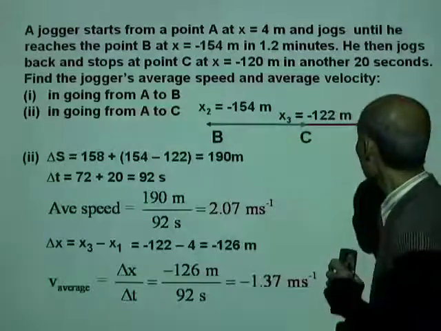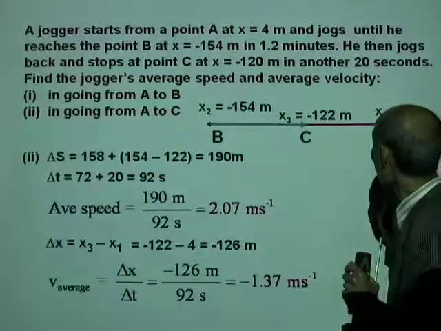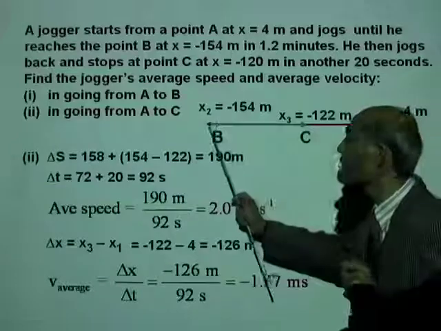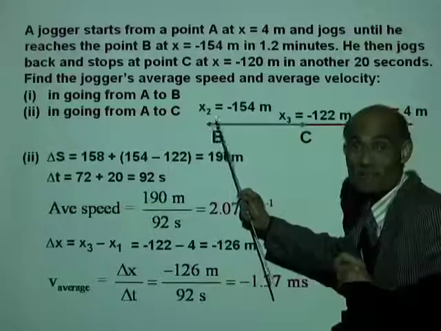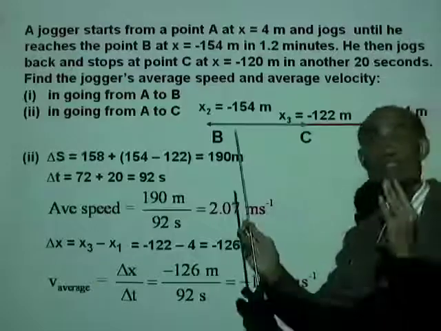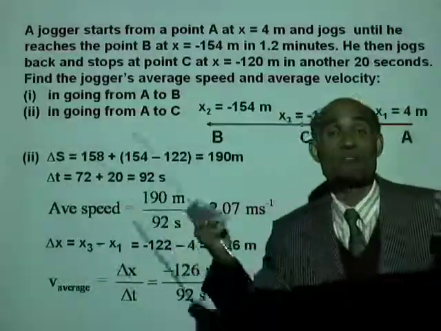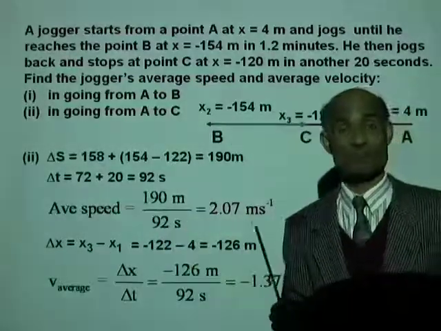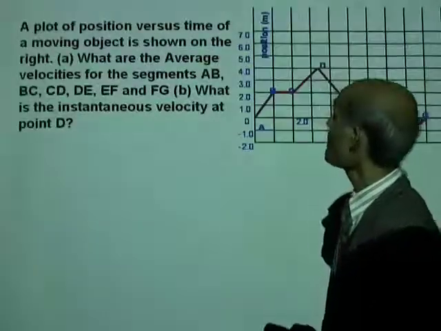Why? Because the velocity while going from A to B is negative. The velocity while going from B to A is positive. So the average velocity will be 0. Alright, let's do another problem.